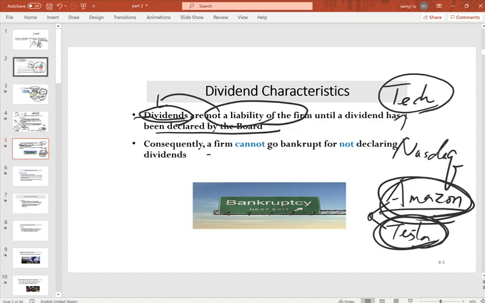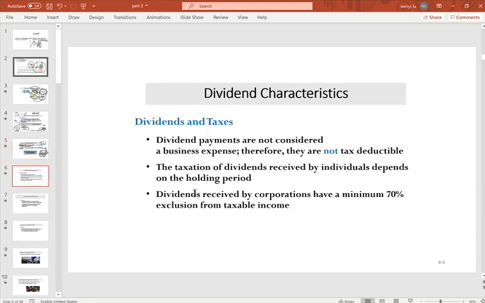So the companies will not go bankrupt if they do not declare any dividends; it's totally okay. It is up to the board to decide whether they will pay dividends and when to pay them. And dividends, unlike the coupon on a bond, are not considered a business expense, so they are not tax deductible. The dividends will pay a capital income tax.